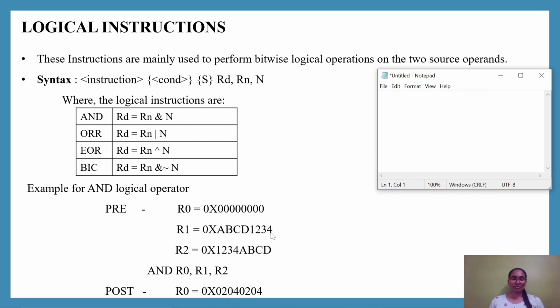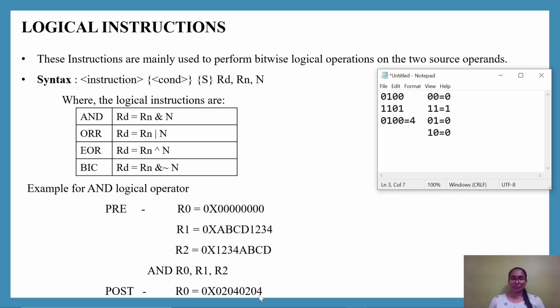As it is 32-bit, let us do the last bits. So it is 4, which is 0 1 0 0, and B is 13, which is 1 1 0 1. For the AND operation, 0 and 0 is 0, 0 and 1 is 0, 1 and 0 is 0, and 1 and 1 is 1 as per the condition. So the result is 0 1 0 0.